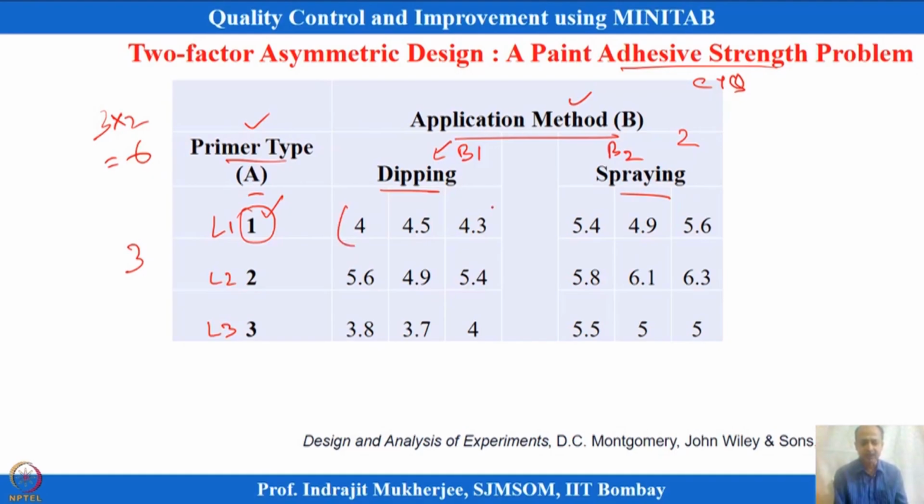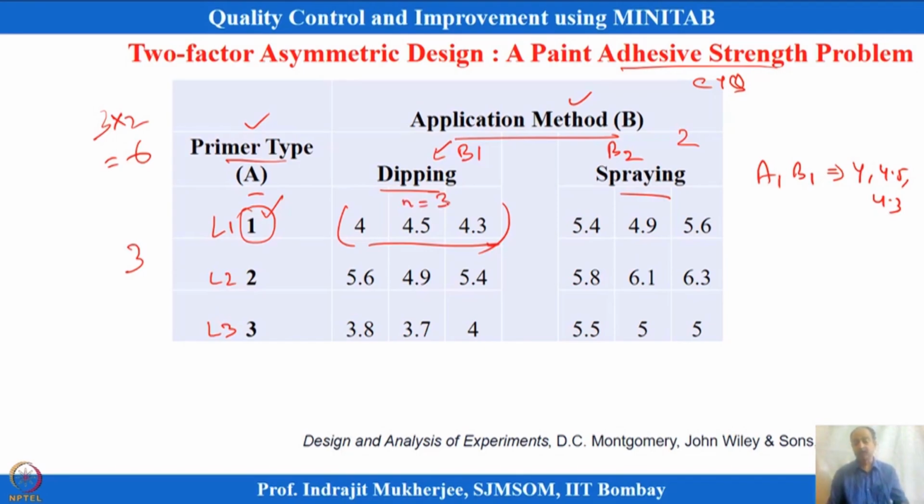Each of these combinations is run 3 times. So, for combination A1 and B1, we have taken 3 observations, 4.5 and all with different samples, 4.3. So, these are the replicates, n equals 3, that we can think of in this experimentation.